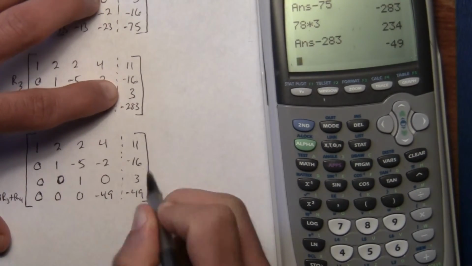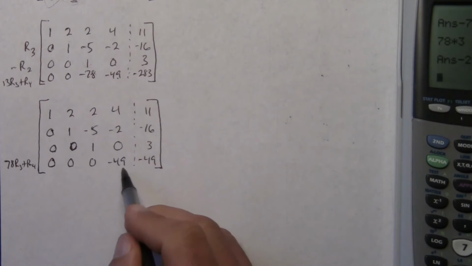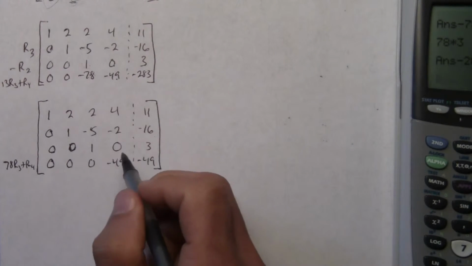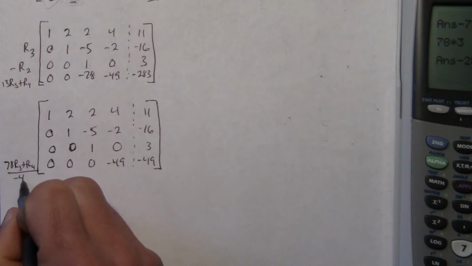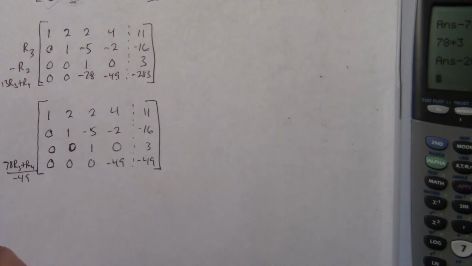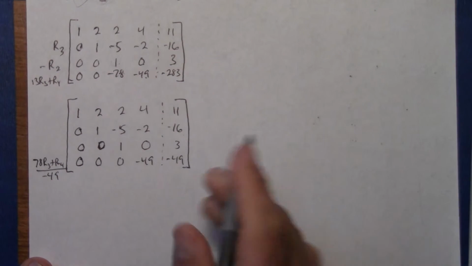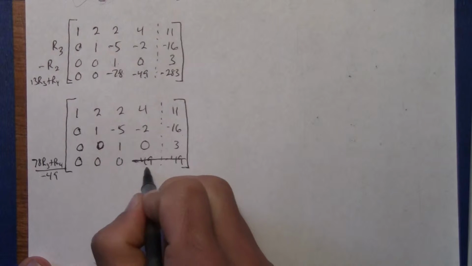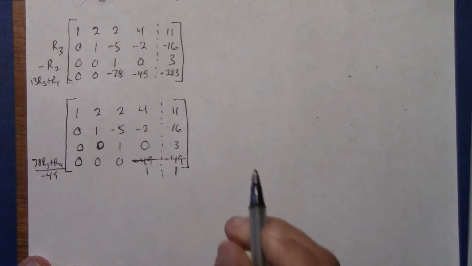And look how convenient that is. Obviously that goes into that very nicely, so this is where I would say, okay, I'm going to actually divide that by negative 49 to save myself from writing this entire thing out again. And that means that this is really 1, 1.